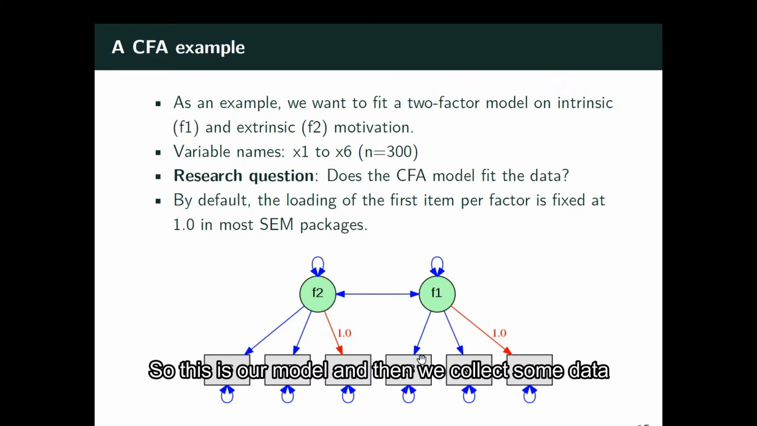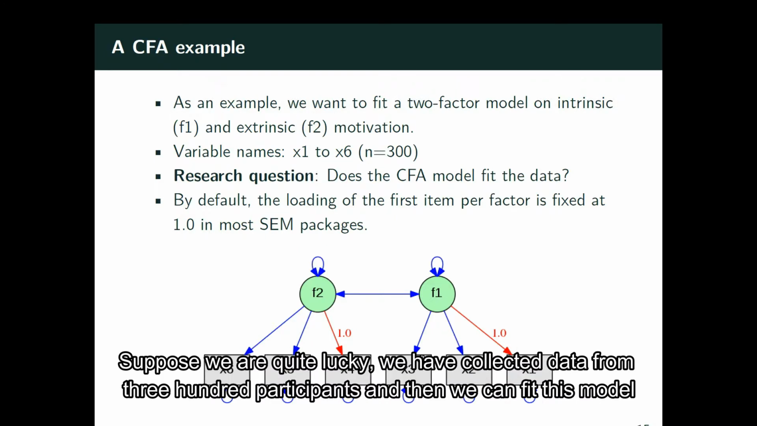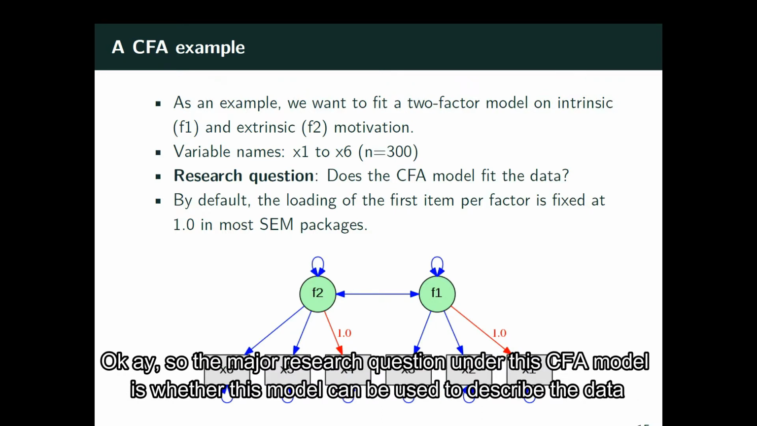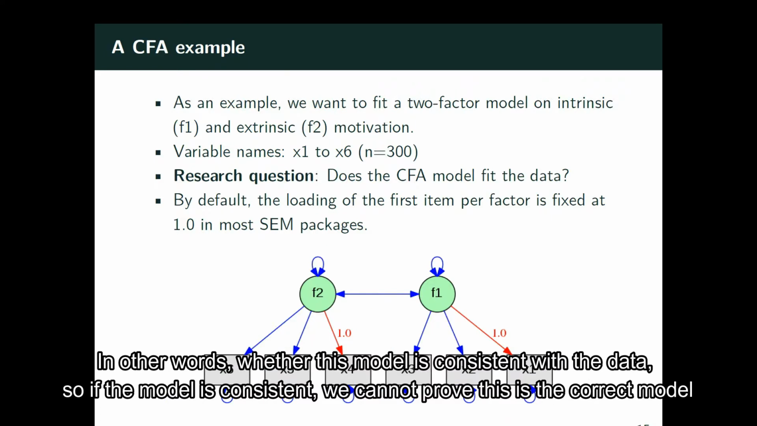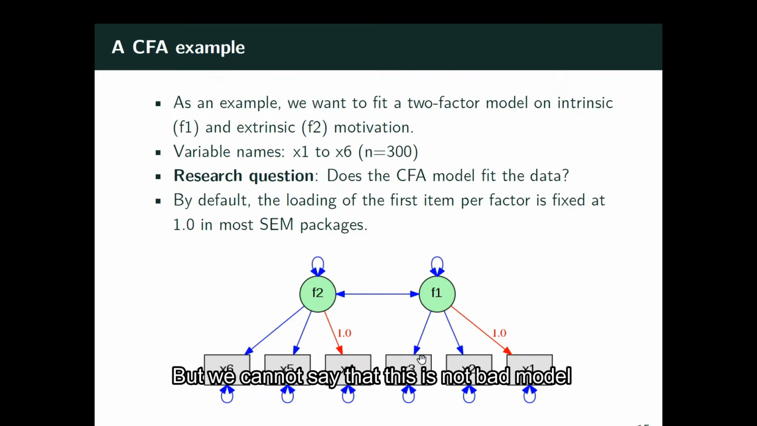And then we collect some data. Suppose we are quite lucky, and we have collected data from 300 participants, and then we can fit this model. The major research question under this CFA model is whether this model can be used to describe the data. In other words, whether this model is consistent with our data. If the model is consistent with our data, we cannot prove that this is the correct model, but we can say that this is not a bad model.